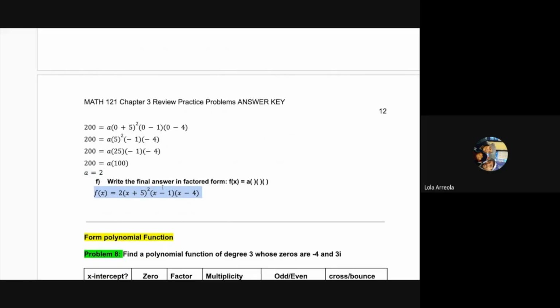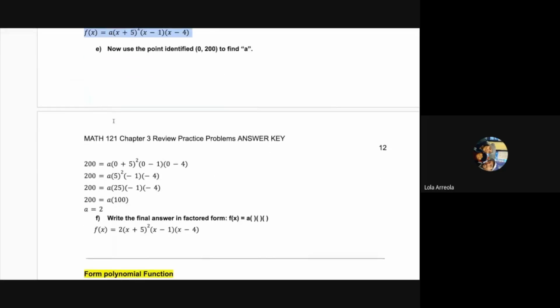Then I rewrite the polynomial from this equation. You can see how this is still in factored form. The only difference between this and this right here is that now I included the a that I solved for. I'm going to say that again. The only difference between D, where I wrote it in factored form, is instead of a coefficient just a, since we solved for a, which is a is equal to 2, I included a as 2. Because I solved for a, the coefficient, I'm going to go ahead and write the coefficient into my final answer.